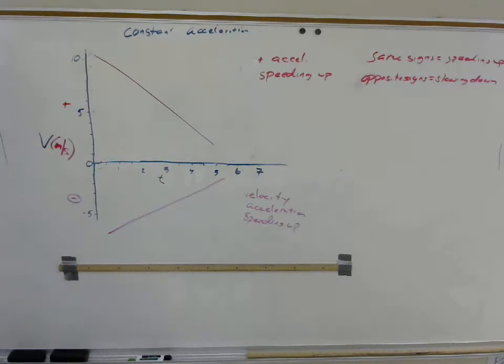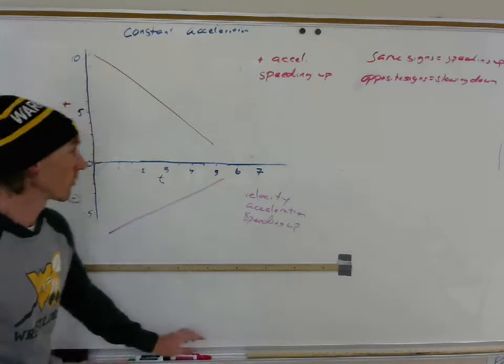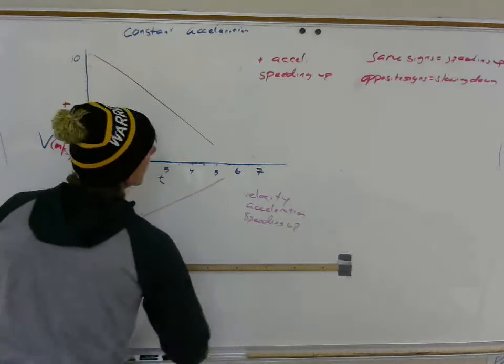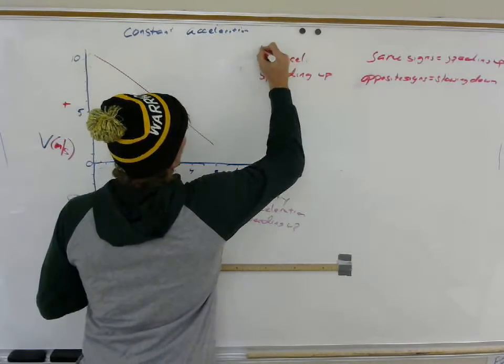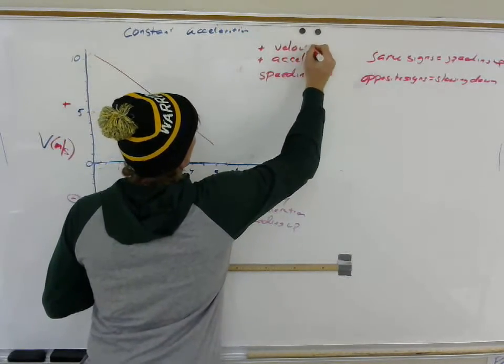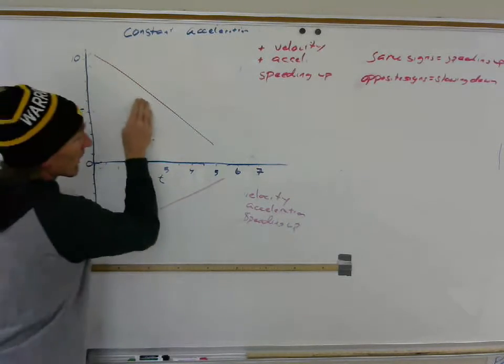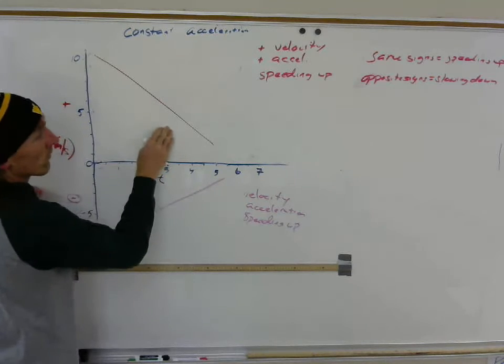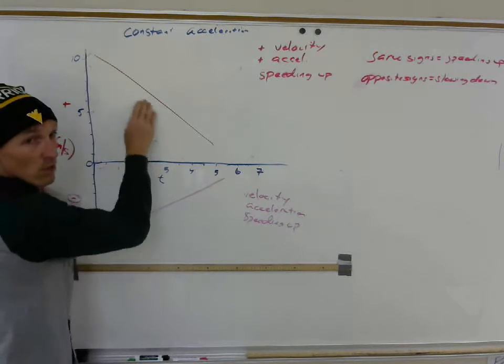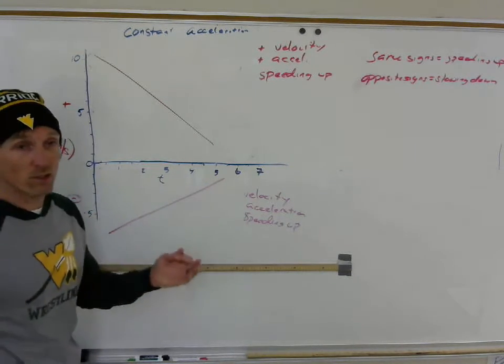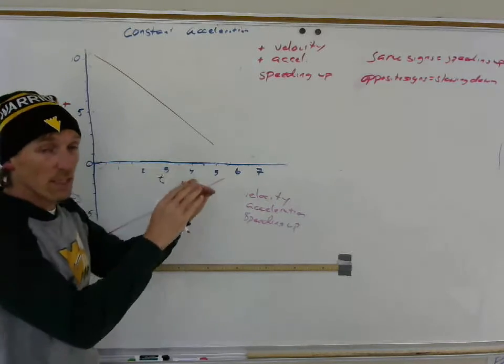Now, how do we interpret it? You take the same type of approach. I have a positive velocity, all right, on the positive side. But if I take a look at this slope now, that's a negative slope. The slope of this is acceleration, because the definition of acceleration is the change in velocity over time.